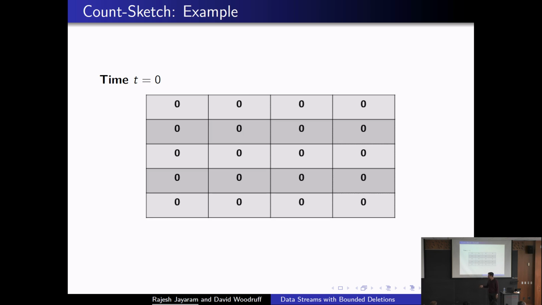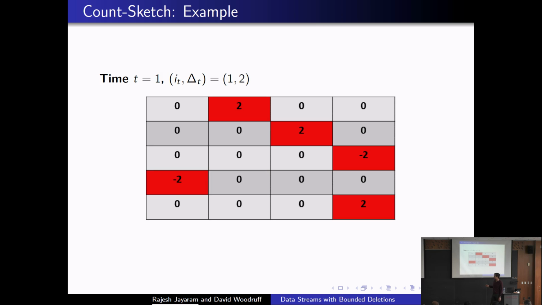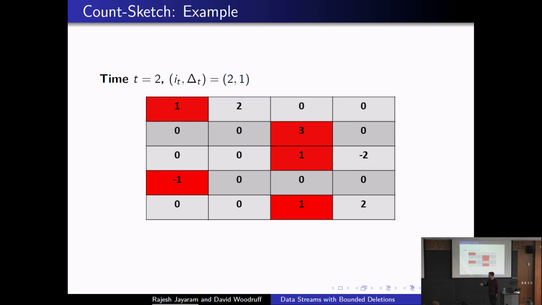Just to show you what it looks like, you have some table. For each row, you hash the stream into the row, and then you do this for a bunch of repetitions. So an update comes, I hash it into the row. I'm updating one item, item 1, by 2. So I'm just going to hash it into every single row, sometimes getting random signs. And then I'm going to do it for another one.